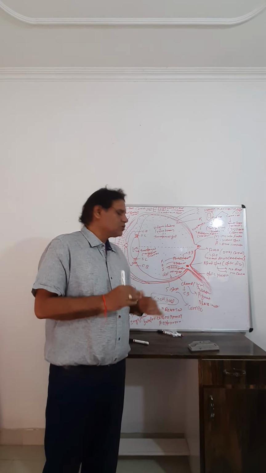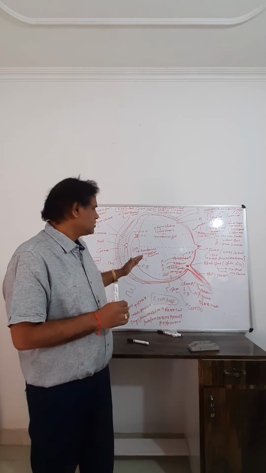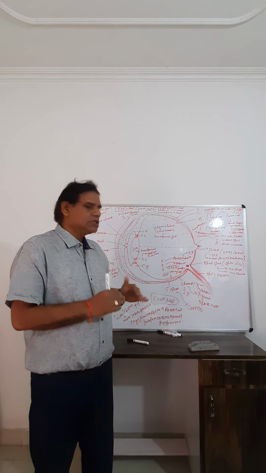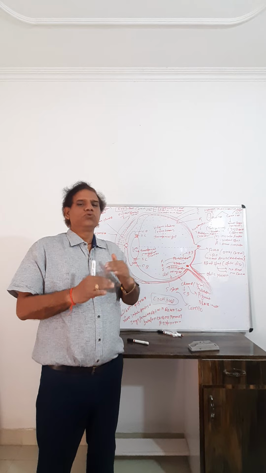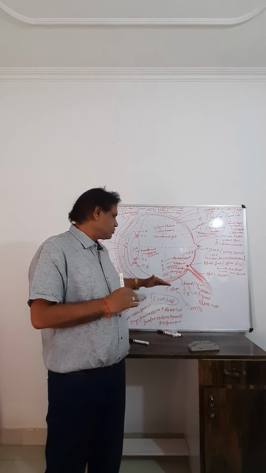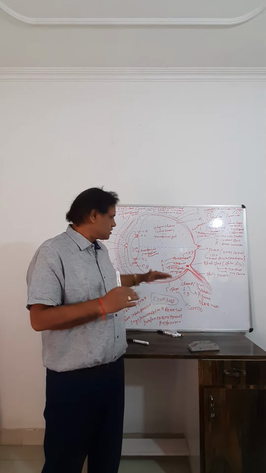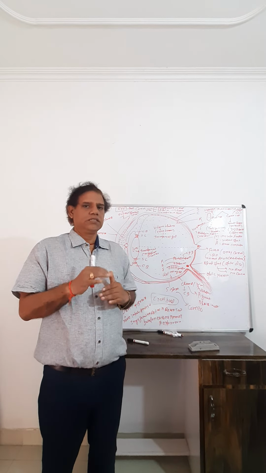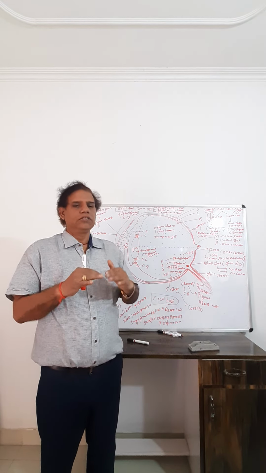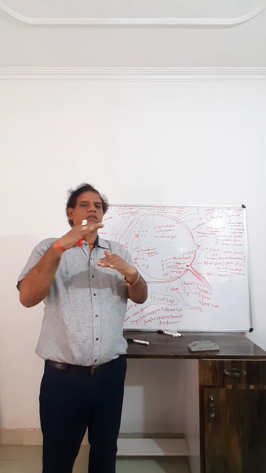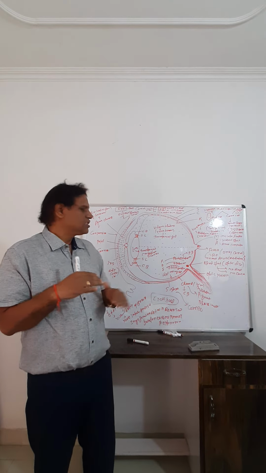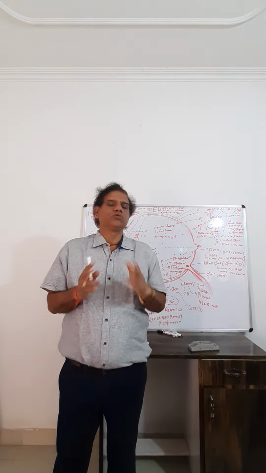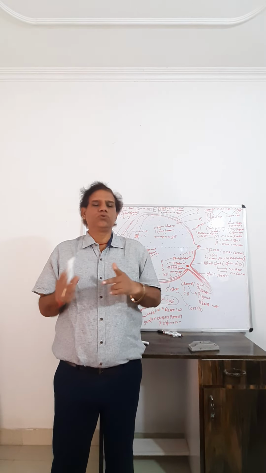The third layer is called the retina. The retina is a very sensitive layer, and it consists of three to four types of cells. From inner to outer, the first layer is the ganglion cell layer, the second layer is bipolar cells, and the third layer is the photoreceptor cells. These photoreceptor cells are of two types: rod cells and cone cells.